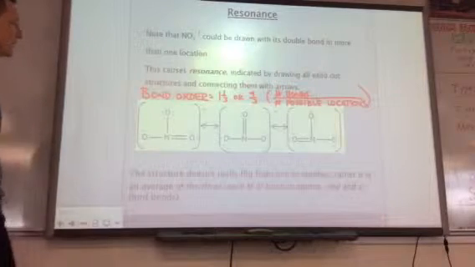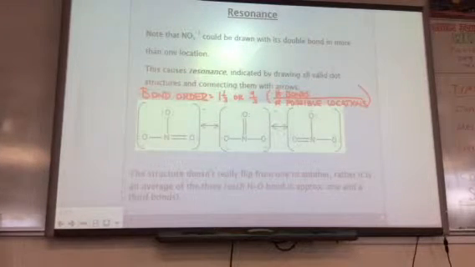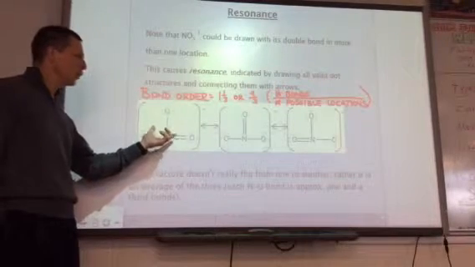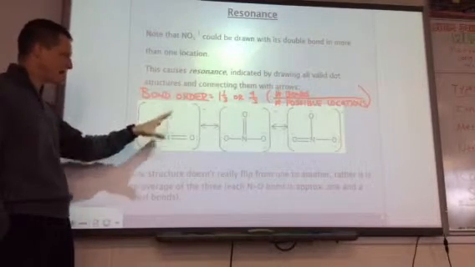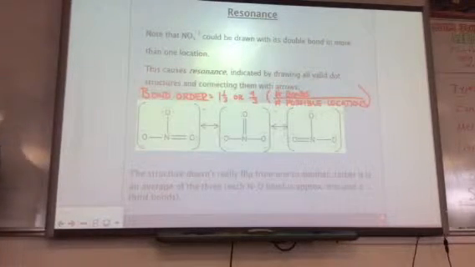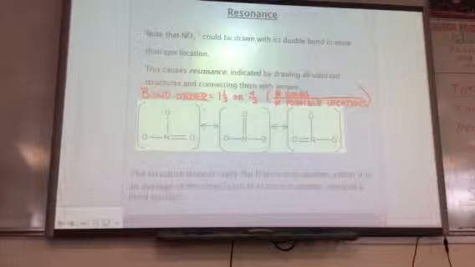So the last thing about resonance, as I was just saying, is that we don't see one short and two long, and then alternating. It's just a combination of those three, an average.